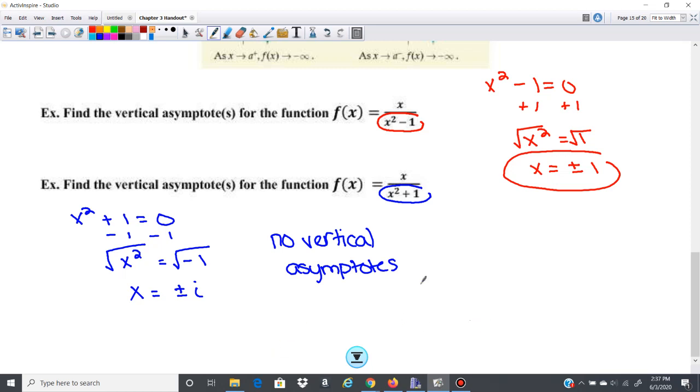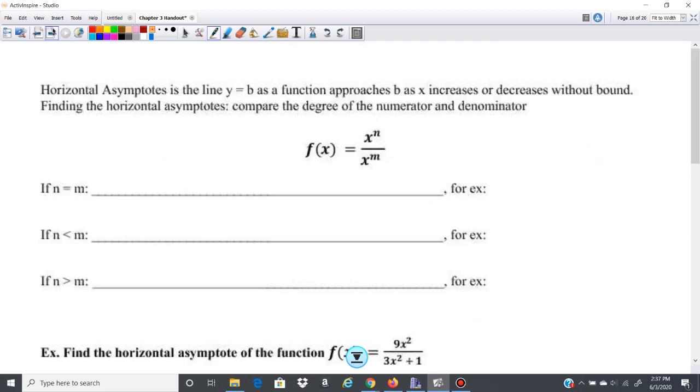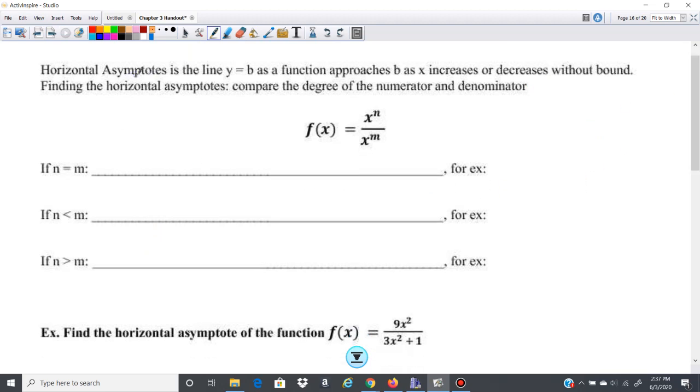Okay, so those are your vertical asymptotes. Now we're going to take a look at horizontal asymptotes. So for horizontal asymptotes, there are 3 different types. Okay, what you're going to do is compare the degree of the numerator and the degree of the denominator. All right, so if the degrees are the same, all you're going to do is divide the coefficients.